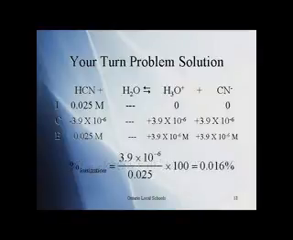Lastly, we just need to find the percent ionization. So we're going to take the concentration of the hydronium ion, 3.9 times 10 to the negative 6 moles per liter, divide it by the 0.025 moles per liter, multiply that value times 100, and we get a percent ionization of 0.016%.